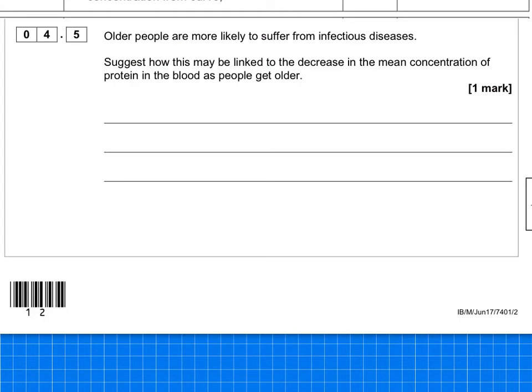And then the last question here says older people are more likely to suffer from infectious diseases. Suggest how this may be linked to the decrease in the mean concentration of protein in the blood as people get older. So this is related to cell immunity, and very simply, if you have less proteins in the blood, then you're going to have fewer antibodies.